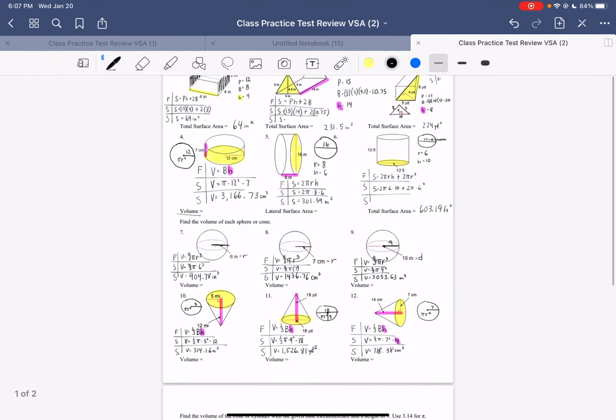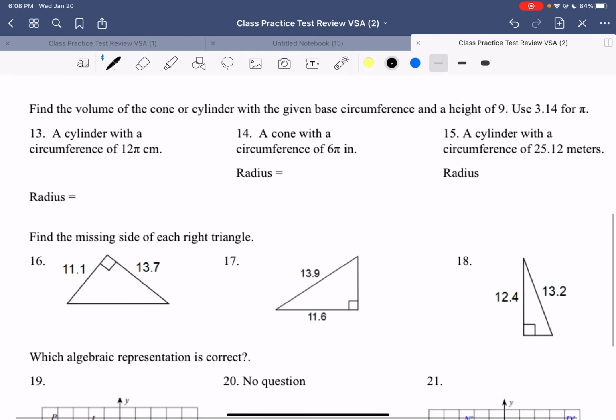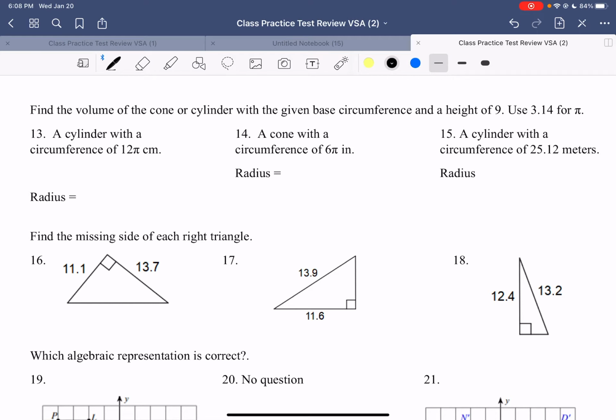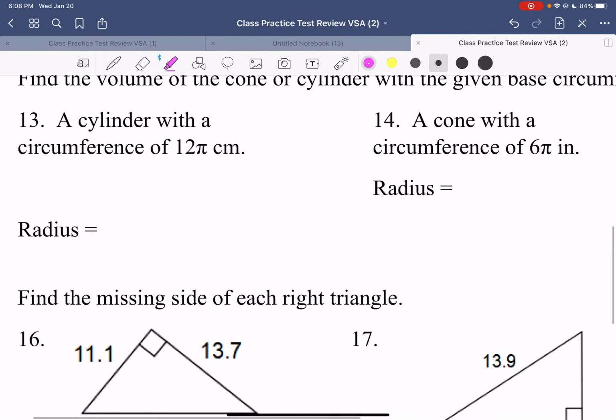Okay, now we're going to go to number 13. So this says to find the volume of the cone or cylinder with the given base circumference and a height, use 3.14 for pi. So rather than the pi button, we're going to be using 3.14. So this is going to be a new concept. So I'm going to go ahead and just draw a little.